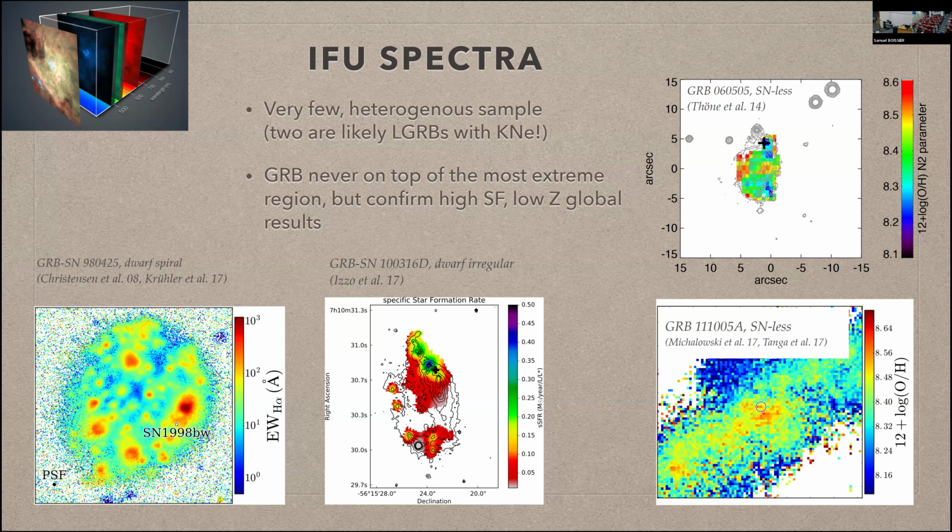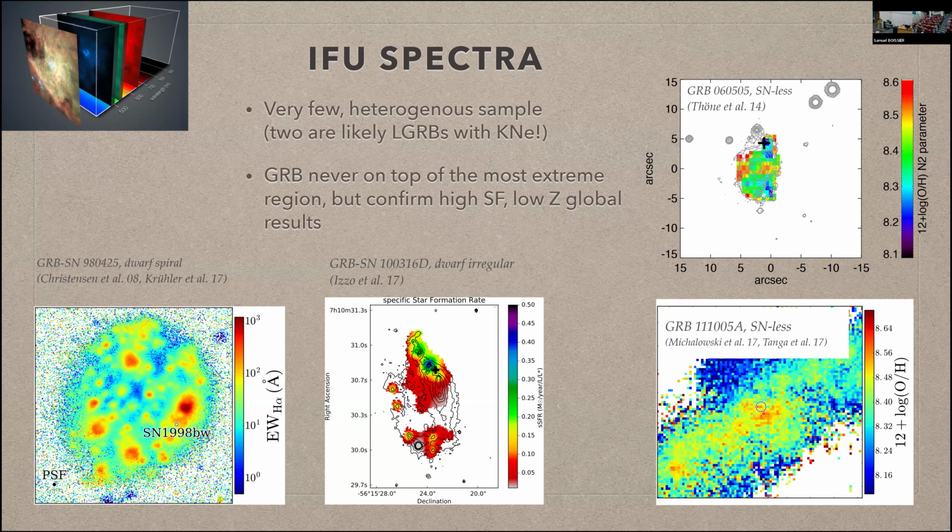This is, for example, the case here in 100316D, one of these more typical GRB dwarf galaxies, one of the lowest redshift hosts we have. It was close to a very massive star-forming region, which happens in many cases. Also this one, our famous 1998 BW, was close to a very massive star-forming region that's so young that it shows Wolf-Rayet features. It was actually on top of another star-forming region, but not the most extreme part of the host.